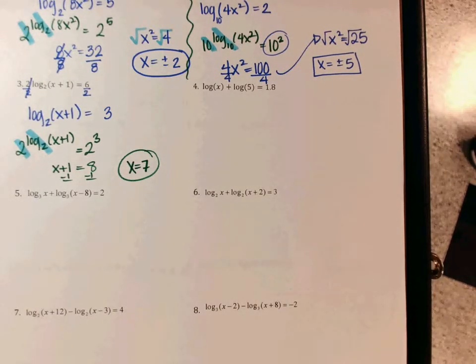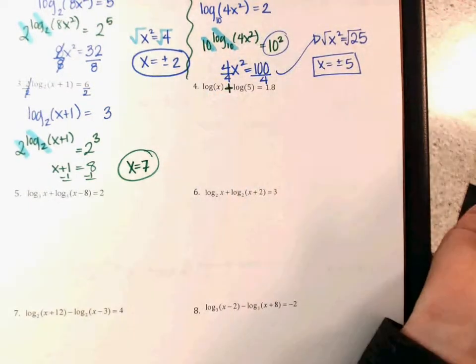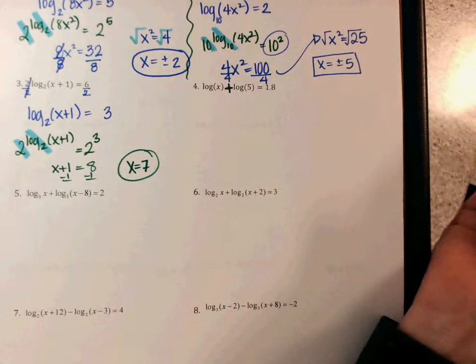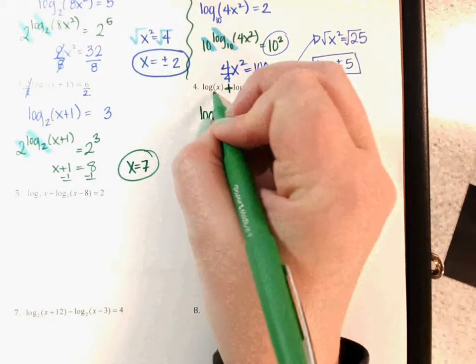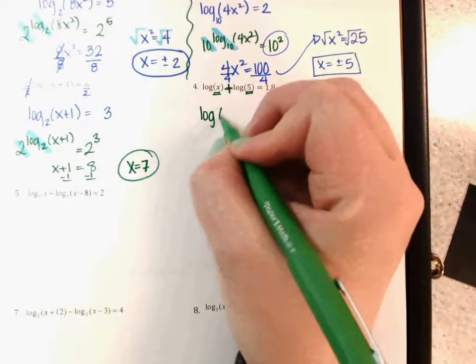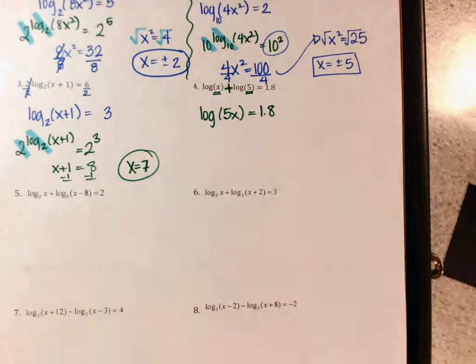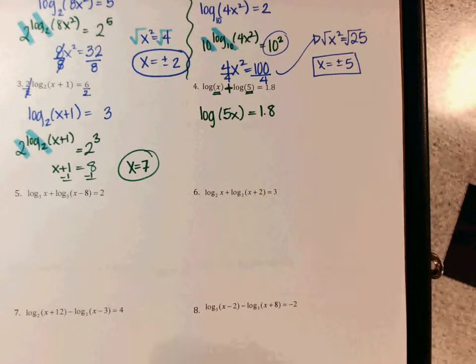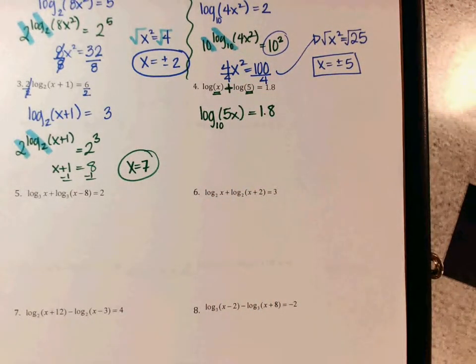Okay, take a look at number 4. My logs are added. When I have added logs, what do I do with my parentheses? Still multiply, so I'll have the log of x times 5 is 5x. Okay, from there, my base is missing. That automatically means it's a base 10. So then I'm going to raise both sides to be a power on 10.